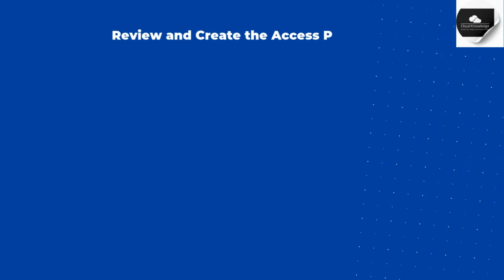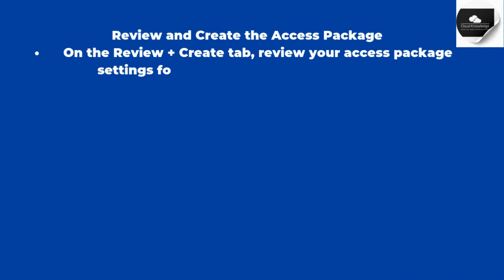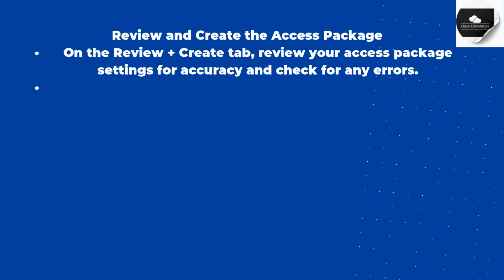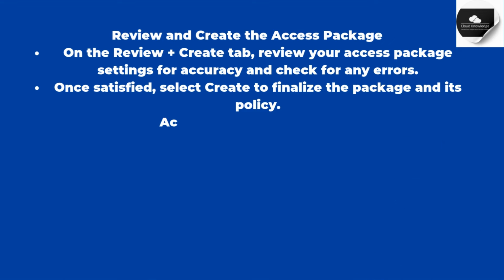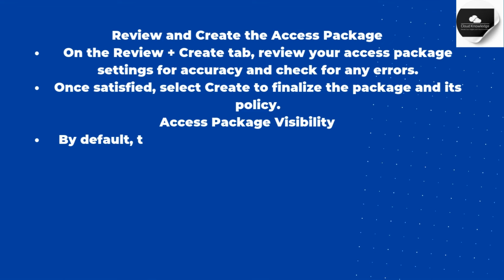Now, let's review and create your access package. On the Review plus Create tab, carefully review your settings to ensure everything is correct. Check for any validation errors or issues that need attention. Once you're satisfied, click Create to finalize the access package and its initial policy.